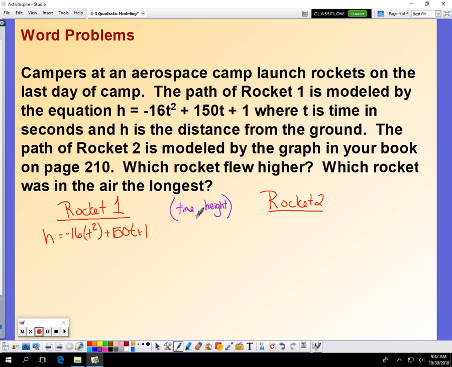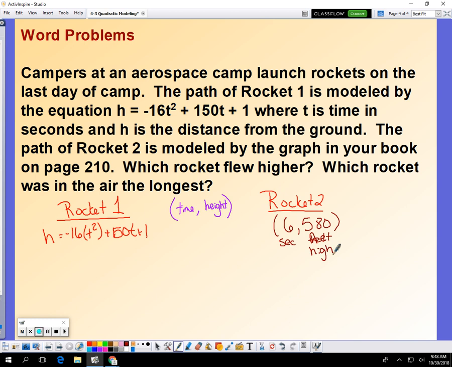Okay, so moving back, the path of rocket 2 is modeled by the graph in your book on page 210. So you need to look at page 210 in your book, so get out your books. Pause this for a minute while you go get them. Okay, so now that you've checked your book, you found out that rocket 2 has a vertex at (6, 580). So that means at 6 seconds it is 580 feet high.